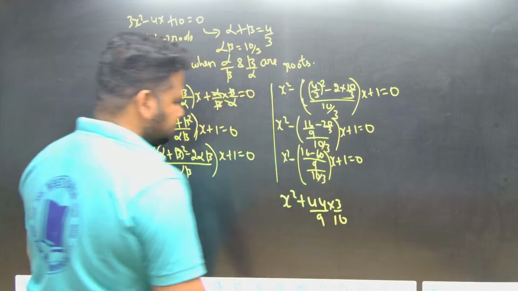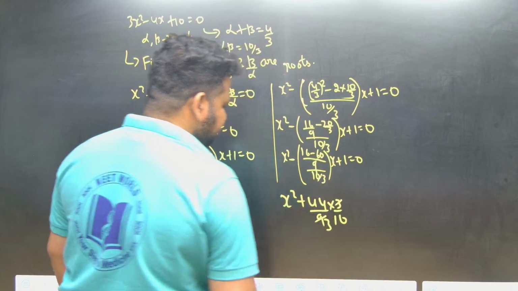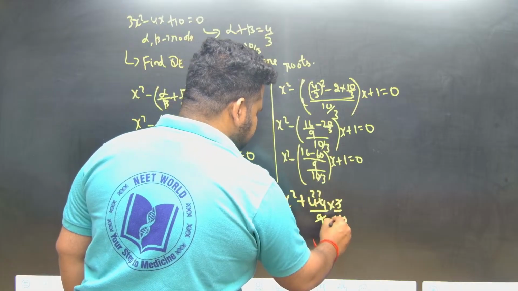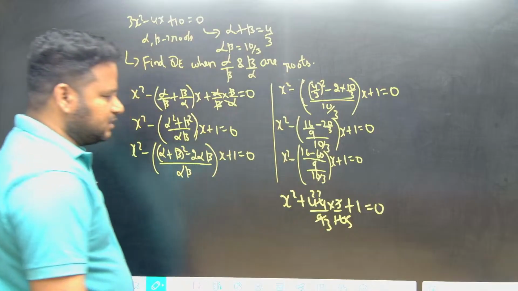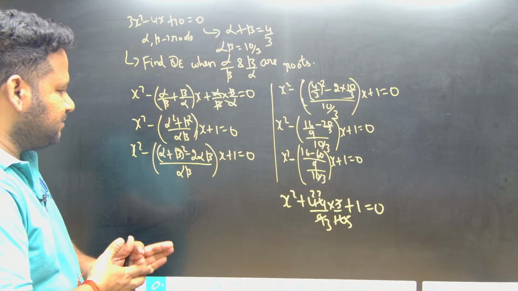Into 3 by 10. This is what I am having. This will become what? 3 ones are, this will become 3 threes are. Okay, this will be 2 twos are, and this will be 2 fives are. Okay, plus 1 is equal to 0. This is what we have. Okay, this is what we will be having on simplifying.